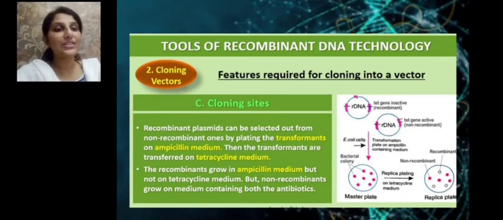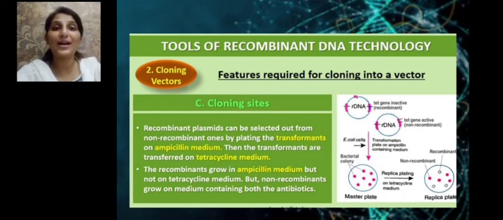After that they are plated onto a tetracycline medium. The recombinants grow in ampicillin medium, but they cannot grow on tetracycline medium. We can see that only the non-recombinants will grow in the tetracycline-containing medium, whereas recombinants will not. So recombinants grow in the ampicillin-containing medium, but not on the tetracycline medium. But non-recombinants grow on a medium containing both antibiotics. Is it clear? Non-recombinants will grow in both tetracycline as well as ampicillin.